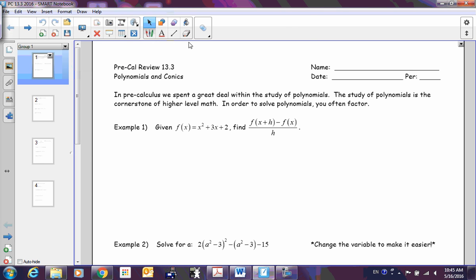Okay, so in this lesson, we're going to review polynomials and conics a little bit, and specifically the things that you really need for calculus. Okay, you need it all, but these are things that you'll do more often than other things. Okay, so if you kind of look at this first thing, factoring, huge deal. Okay, we'll get to that. This first example may seem kind of weird.